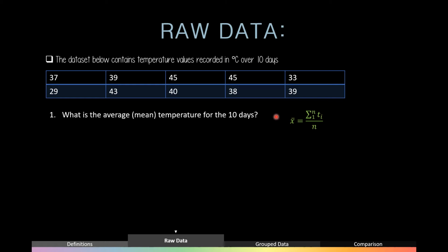So using our formula, where we say x bar is equal to the summation of i equals 1 all the way up to n of Ti, where Ti is the individual temperatures in our data set, divided by n, and n is 10. So filling in those values, we have 37 plus 39 plus 45 all the way up until 39. We get an average temperature of 38.8 degrees Celsius for the specific 10 days.